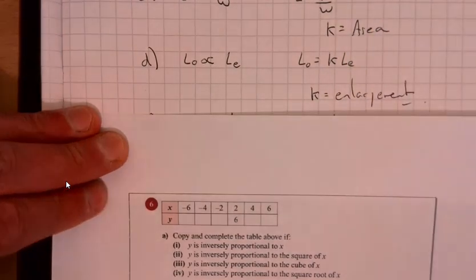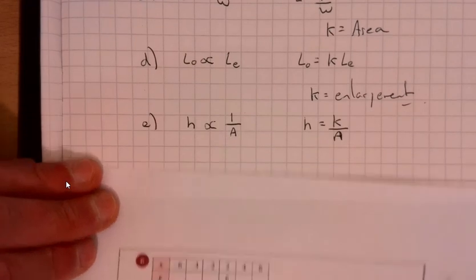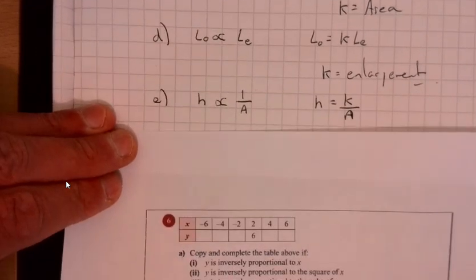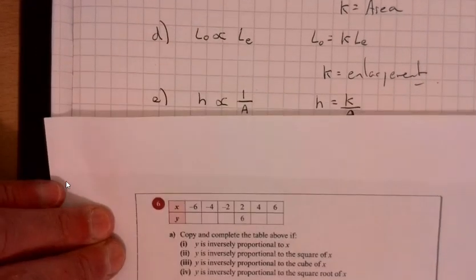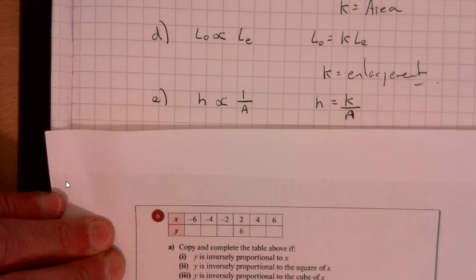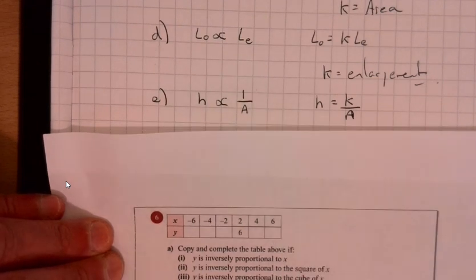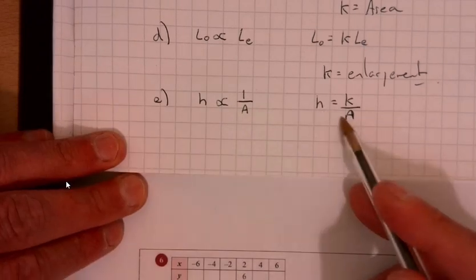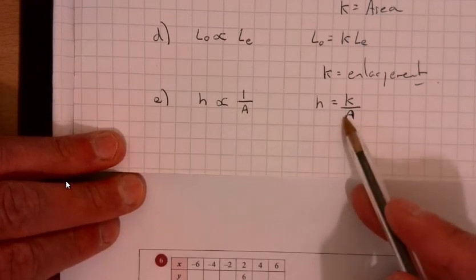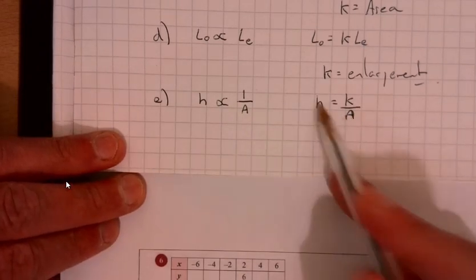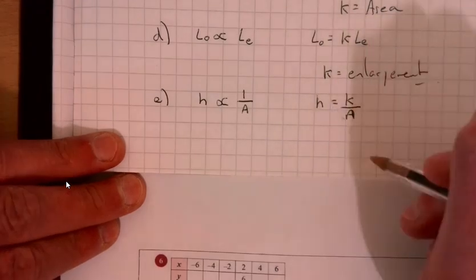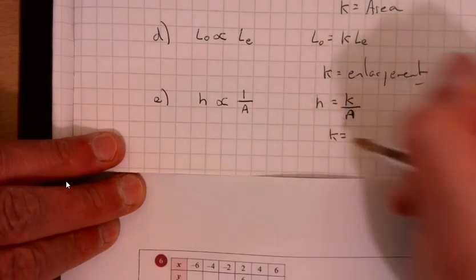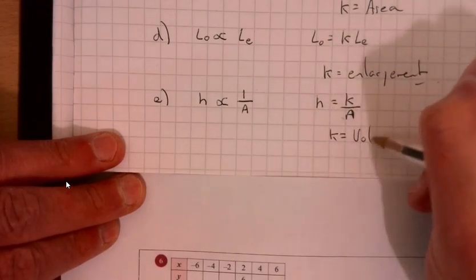Right, a little bit harder to think about what's going on there. And the last one, let's have a little look at this, see what it says. It says the height of a cylinder is inversely proportional to the area of the base of the cylinder. So I can write this down. Well, what do you get if you multiply the area of the base with the height? You get a volume. There you go.